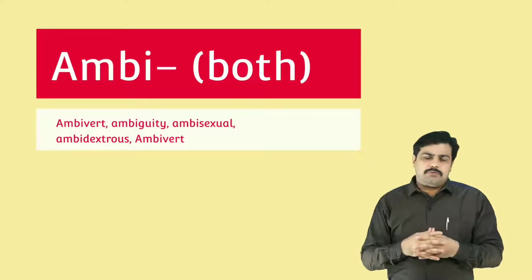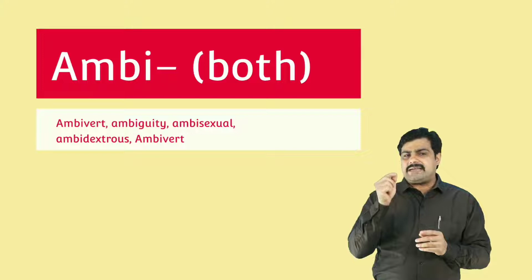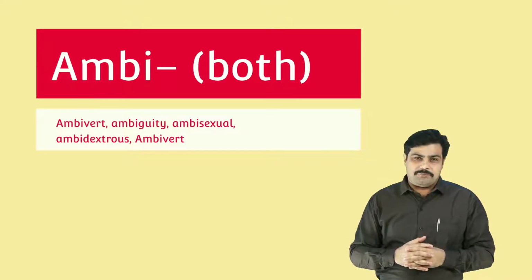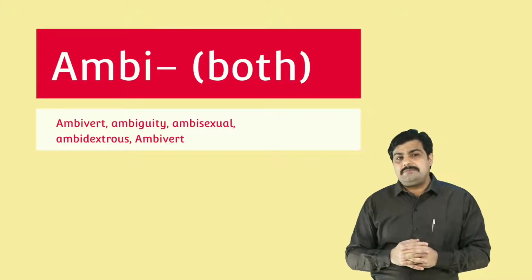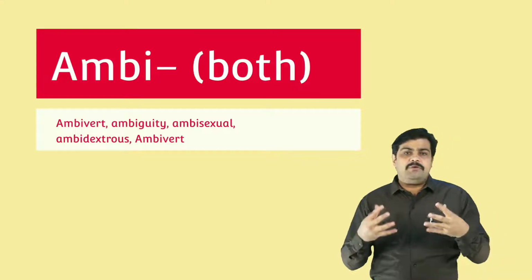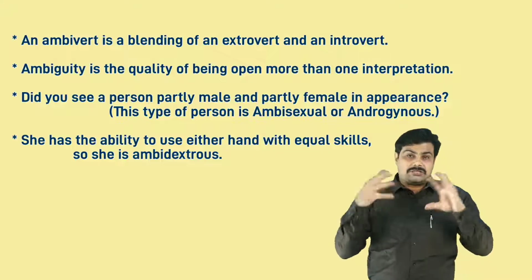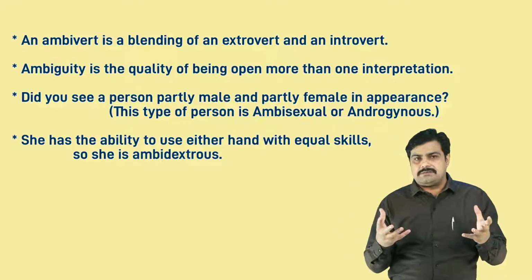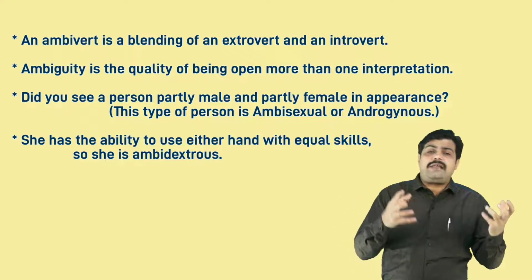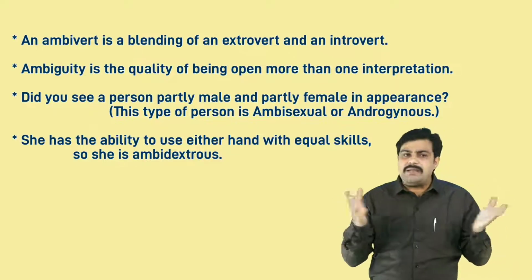Another important root is ambi. Ambi stands for both. And the words are there before you, like ambivert, ambiguity, ambisexual, ambidextrous, etc. An ambivert is a blending of an extrovert and an introvert person. Ambiguity creates confusion because it is the quality of being open to more than one interpretation and meaning.